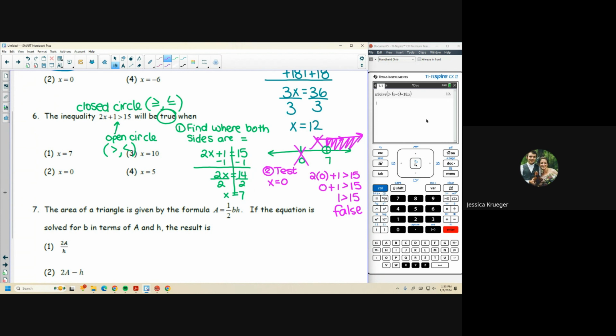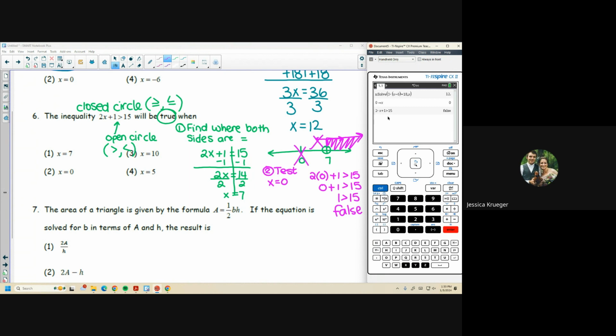Now, if you wanted to do the test point in the calculator, you can take 0 and store it as x. And then you can type the original inequality in: 2x plus 1 is greater than 15. And that's going to give you false. So you can also see 0 doesn't work.